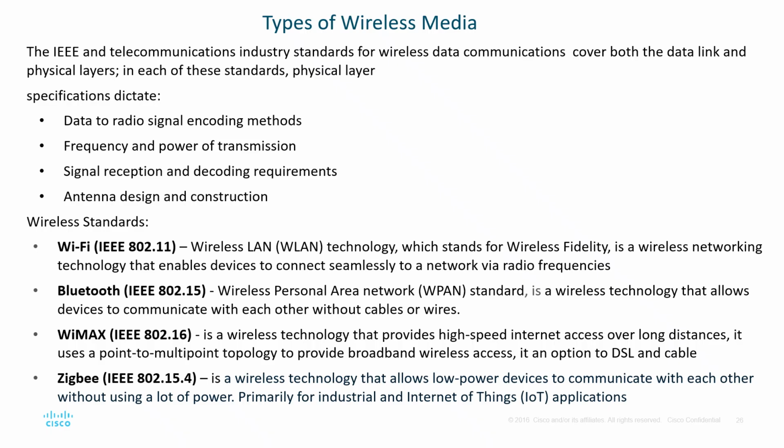WiMAX is defined in IEEE 802.16. It is a wireless technology that provides high-speed internet access over longer distances. It uses a point-to-multipoint topology to provide broadband wireless access. It is an option to DSL and to cable. And then lastly, Zigbee is IEEE 802.15.4, and it is a wireless technology that allows low-power devices to communicate with each other without using a lot of power, and is primarily used for industrial and Internet of Things applications.